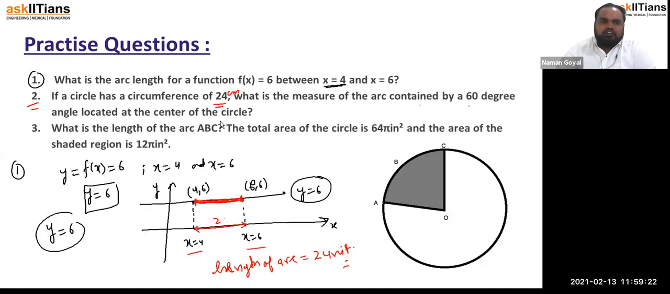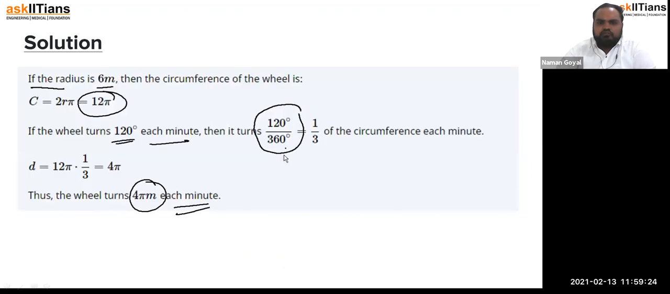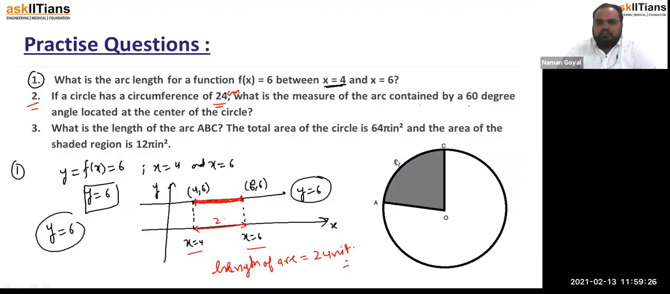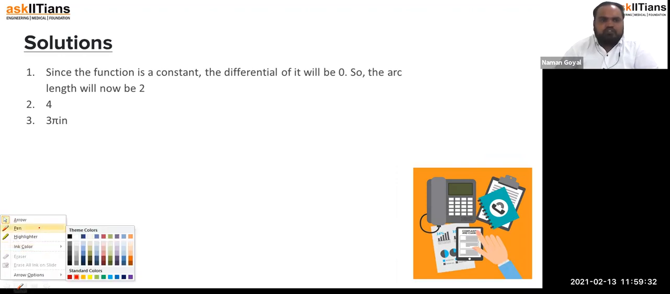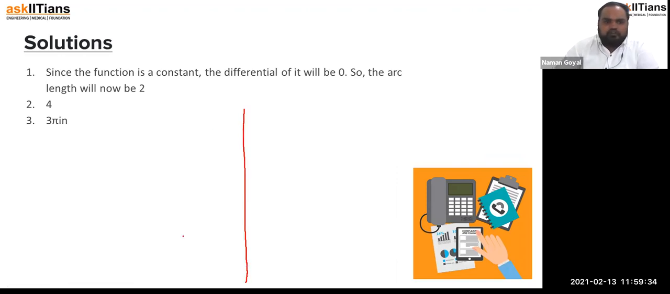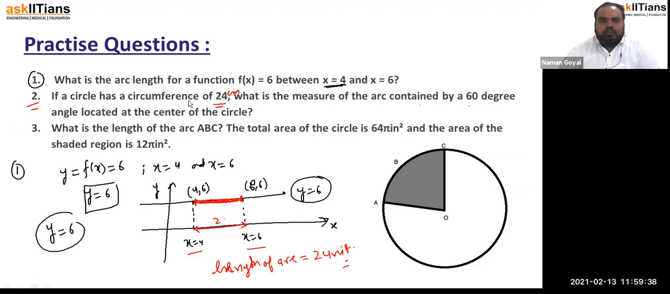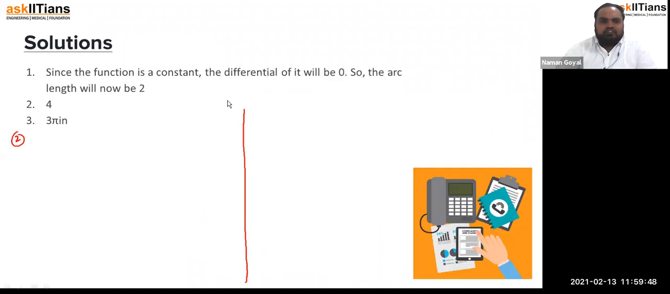So basically, in this question, I can do the solution here on this slide. For the second question, if you see, the circumference is given as 24 centimeter and the center angle is 60 degree. Now the question is asking for what? Arc length, right?